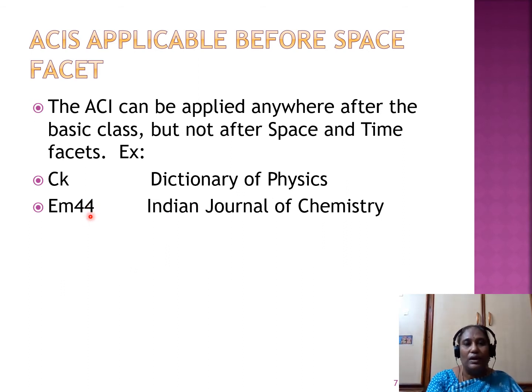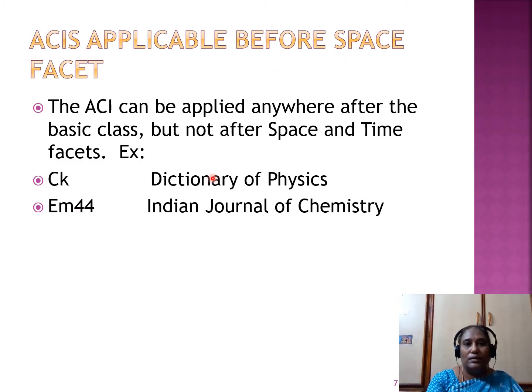So this is 44, and here in this example the small m is an anteriorizing common isolate of the first kind, that is applicable before the space facet. So this is the space. We are attaching this anteriorizing common isolate to the main class and before space only. 44 India is a space isolate. So we are connecting this symbol, this common isolate, before space.